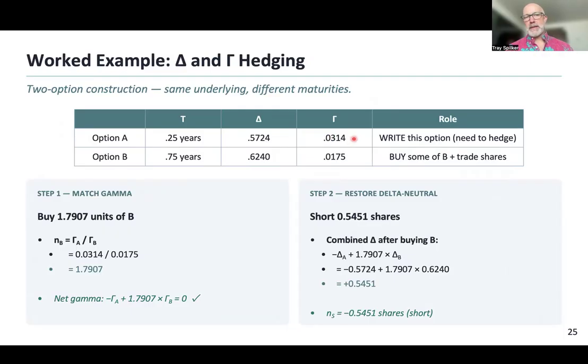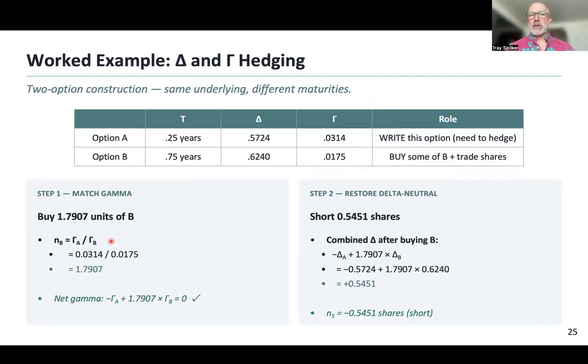And we see another option out there on the same underlying. It's got 9 months to maturity. It's got a different delta. It's got a different gamma. So we need to buy some fraction of option B here and then eventually trade in the underlying shares to get delta and gamma neutral. So let's deal with the gamma first. We always want to hedge the nonlinear exposure first. So how do we do that?